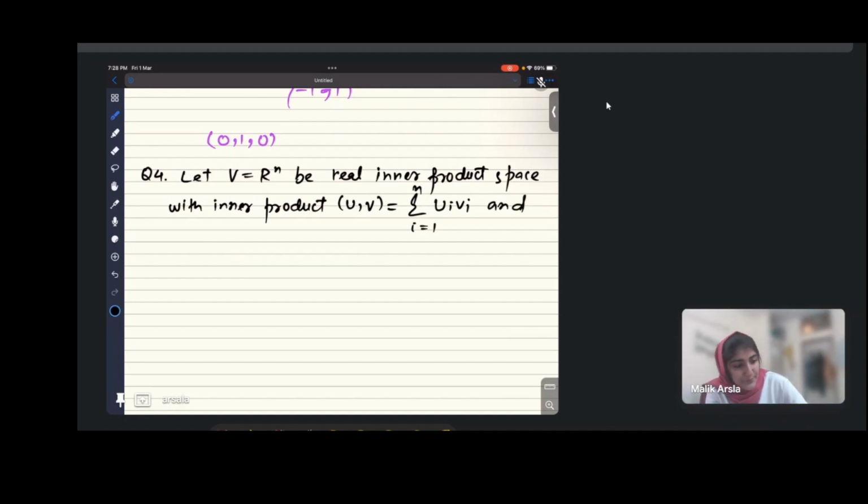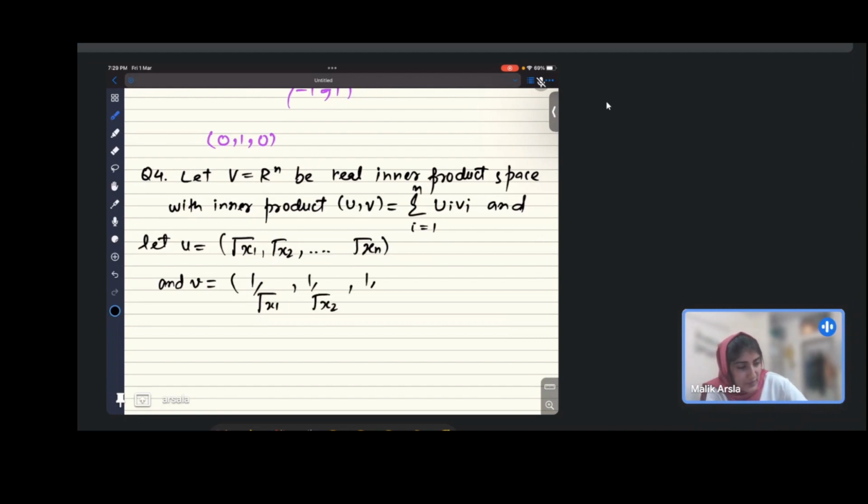And let u be equal to (under root of x1, under root of x2, and so on up to under root of xn), and v be equal to (1 upon under root of x1, 1 upon under root of x2, 1 upon under root of x3, and so on up to 1 upon under root of xn), belonging to V.